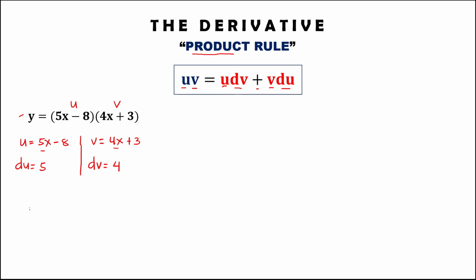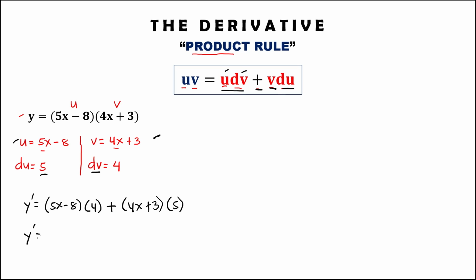To find the derivative now, y prime equals, substituting into this formula, u, and u is equal to 5x minus 8, times dv, and dv is equal to 4, plus v, and v is equal to 4x plus 3, times du, and du is equal to 5.